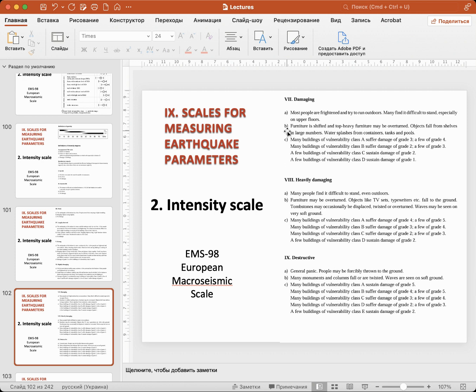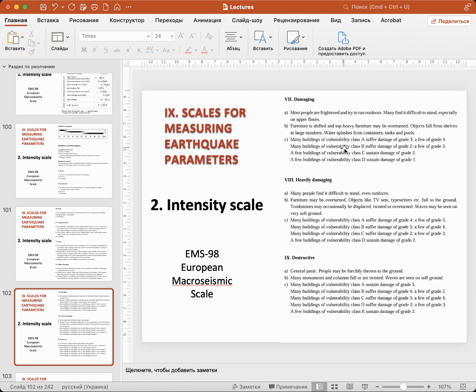Let's move to the second object of the earthquake. Furniture is shifted, and top-heavy furniture may be overturned. Objects fall from shelves in large number. Water splashes from containers, tanks, and pools. And that behavior of the regular objects of our life gives us an ability to assess the intensity of the earthquake as 7.